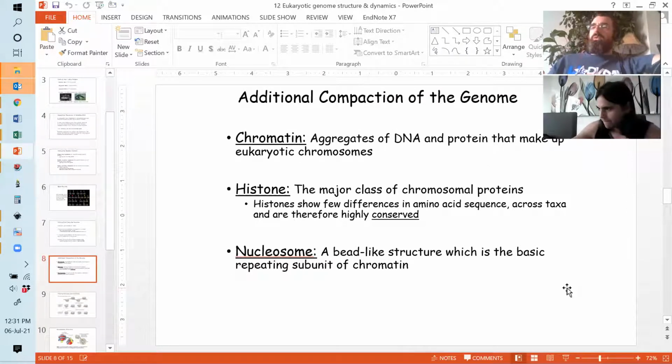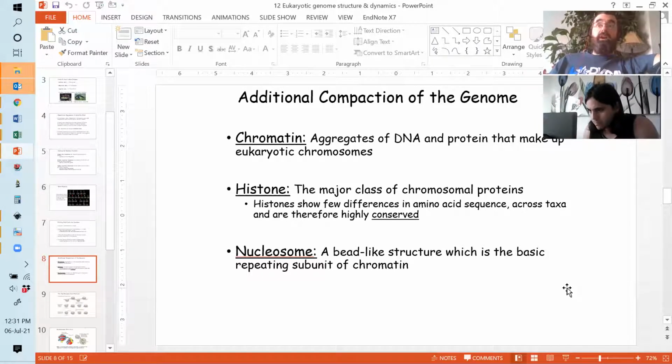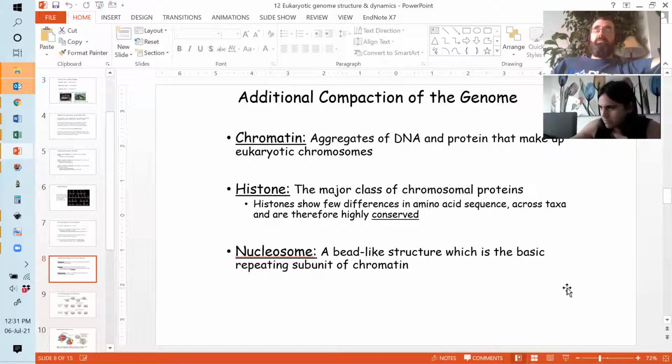But the main way in which we manage this is through the formation of chromatin, right? And chromatin is protein and DNA, so it's a complex of the two. And the main chromatin protein is the histone, or histone proteins. And histone proteins are highly conserved and they are extremely important.